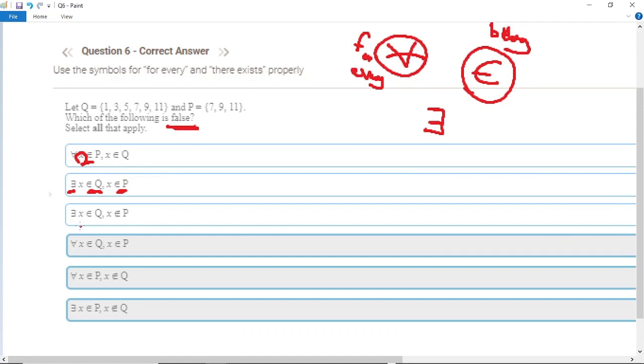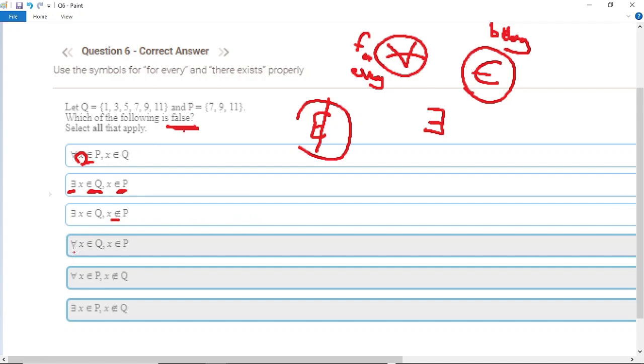Let's see the next one. Some numbers of x belong to Q, and not belong. This means not belong to B. Okay, in Q I have 1, 3, 5, it's not belong to B. Right, this is the right answer also, but I'm asking for false.